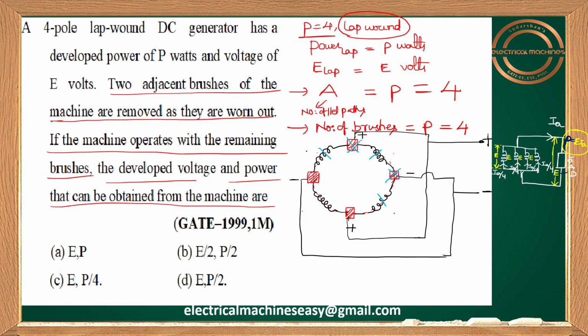Now here, because two adjacent brushes are removed, this becomes dummy, this becomes dummy, and this becomes dummy. So ultimately only one path is there in active mode. Let me draw it now. Now please tell me the answer after having this discussion. Let me take only one. These three become dummy, these three become inactive now, because these two adjacent brushes are worn out. So these three parallel paths become inactive now, and only one parallel path is active.